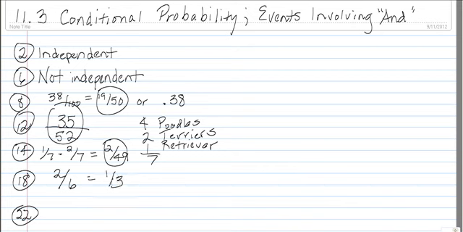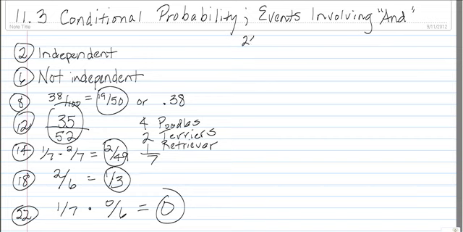Okay, 22. Both select a retriever. Well, on the first selection, Rebecca could select a retriever. On the second selection, there are no retrievers left because one's been removed. So it is impossible for both of them to select retrievers if we're not replacing them.